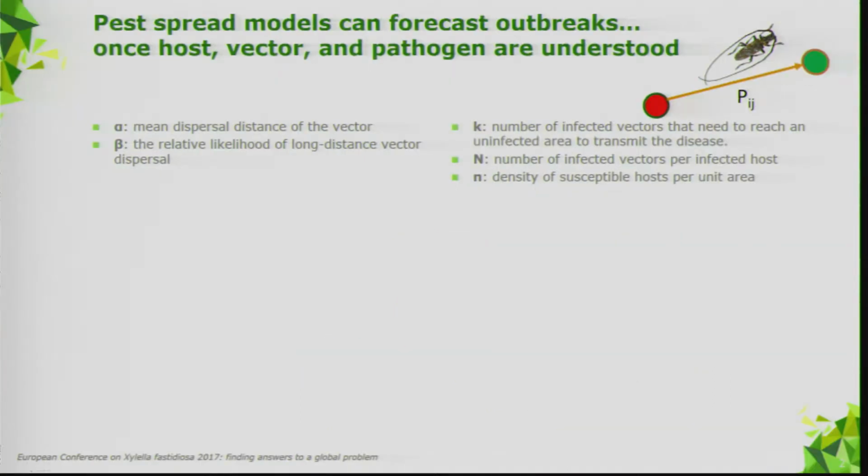As Stephen pointed out, pest spread models can forecast outbreaks, but we need lots of data to parameterize them wisely, either to calibrate them or to build them up from the biological understanding we have of the entire system. That includes data on hosts, on vectors, and on pathogens. I think it's clear from the discussion in the previous days that in this sense, Xylella is a complex system. We have multiple hosts, we have multiple vectors, and we have a bacterial pathogen.